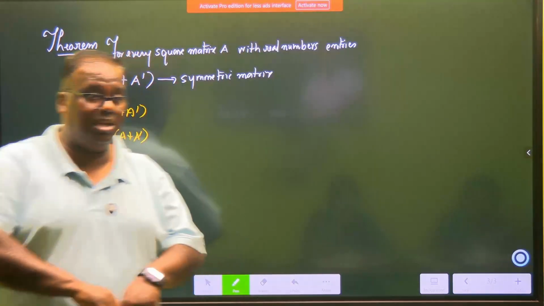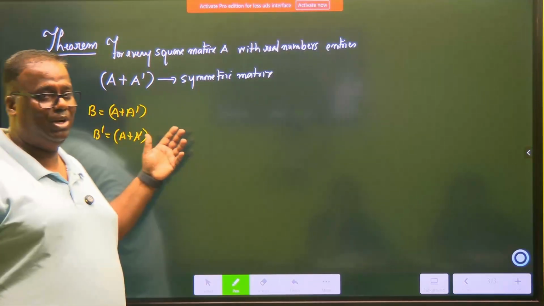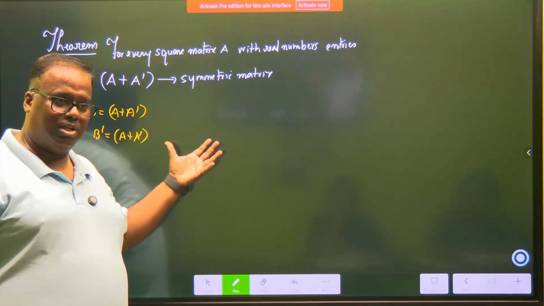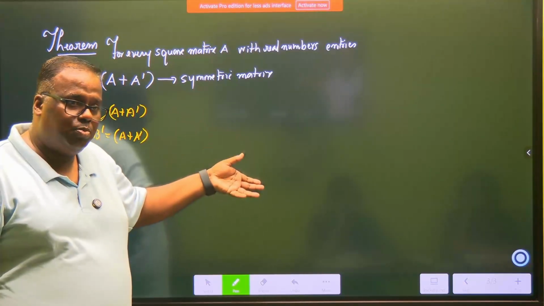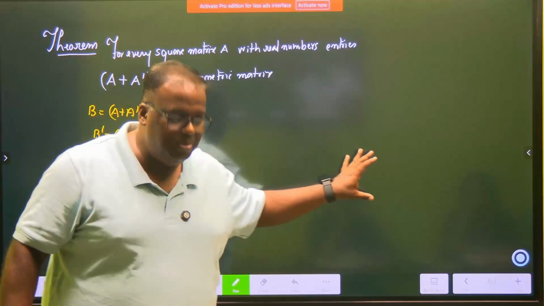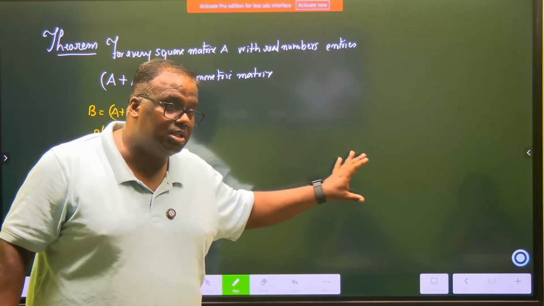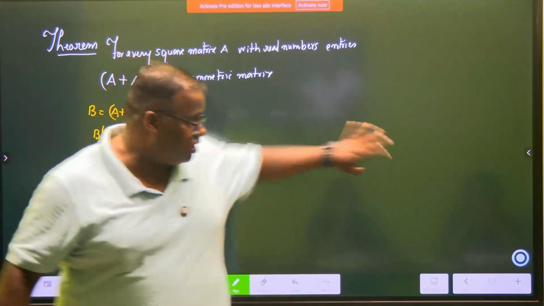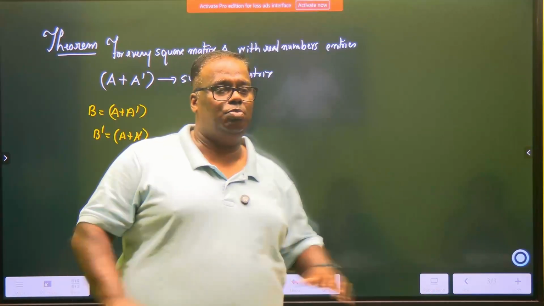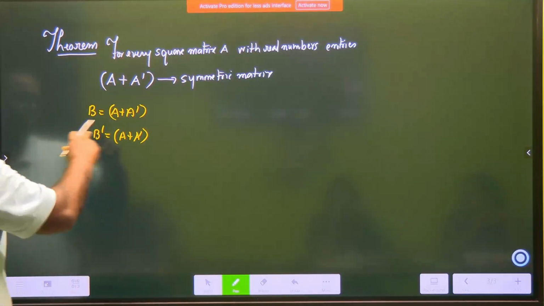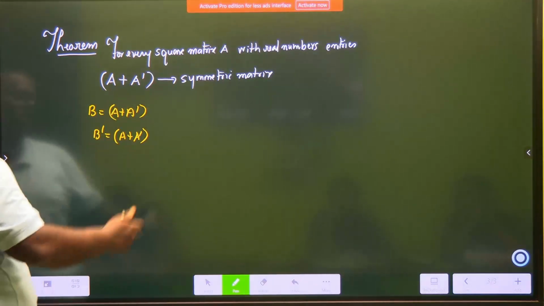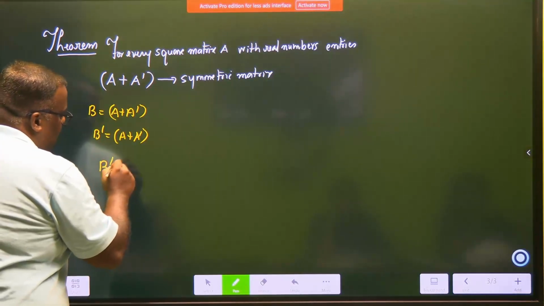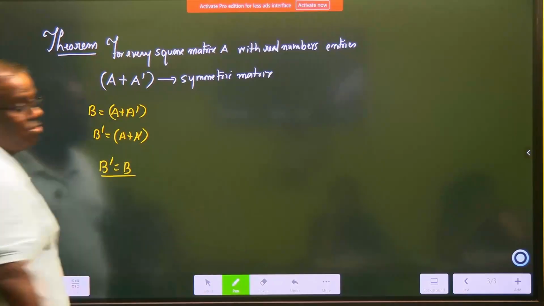Children, very easy to read but difficult to understand. See, square matrix. I have a square matrix. I add it with its transpose. I get another matrix. This matrix is symmetric. Means if I transpose this matrix, they should be same. Means if B is a matrix, finally you should get B prime should be equal to B. Then only it's symmetric. Did you understand?